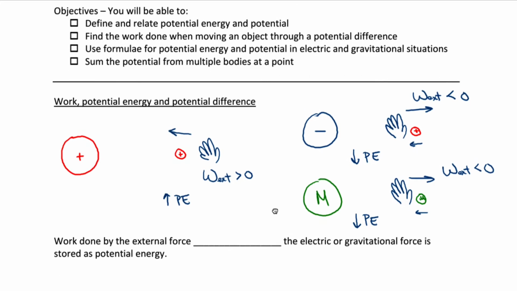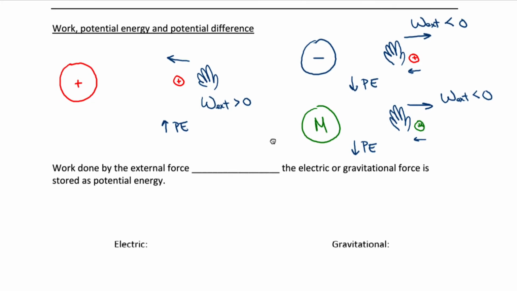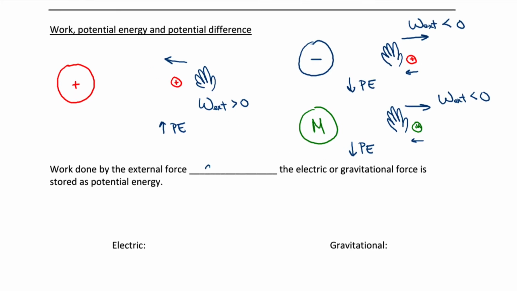So the work done by the external force, indicated by my hand in these diagrams, is in each of these cases being done against the gravitational or electric force. Here I'm pushing inwards against the repulsion, and here I'm pushing outwards in each case against the attraction. So that work being done by the external force against the electric or the gravitational force is stored as potential energy. The change in potential energy is equal to the external work. And when the work being done is positive, then the potential energy is going up, as in this example on the left. And if the external work is negative, as in the examples on the right, then the potential energy is going down.